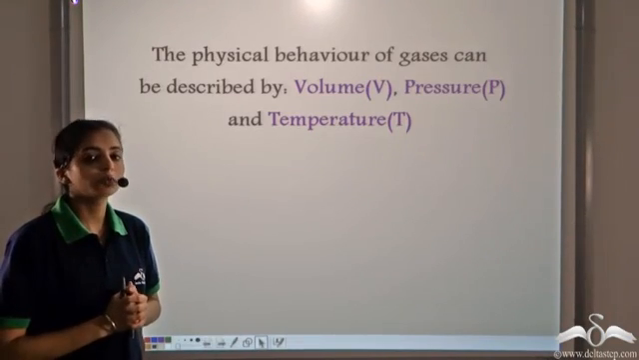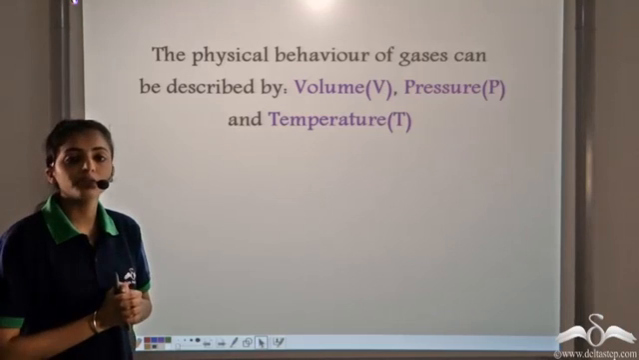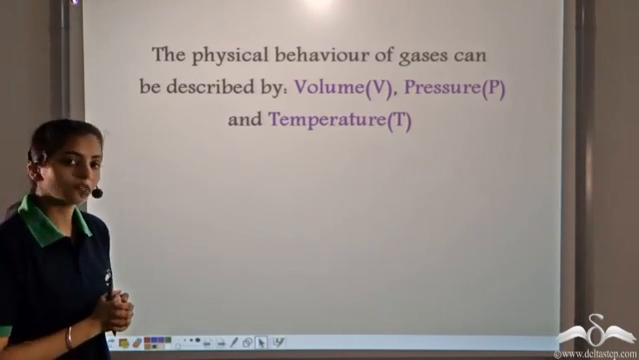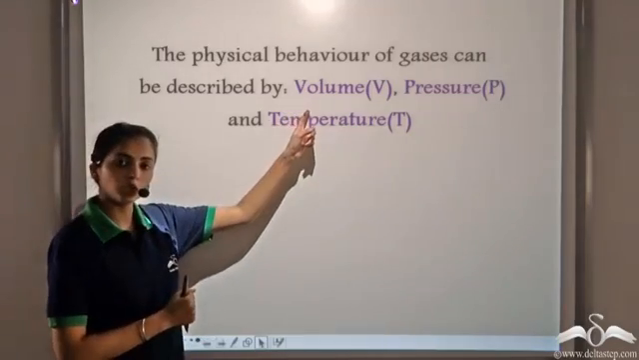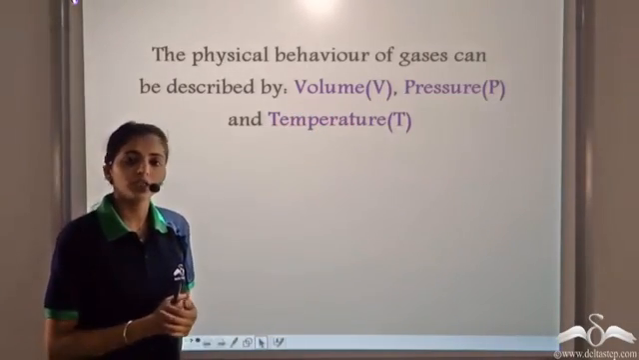We have seen some of the properties of gases. Now the behavior of gases can be defined in terms of three physical parameters. Those three physical parameters are volume, pressure, and temperature. Let's see each individually.